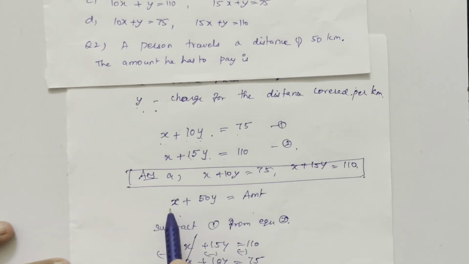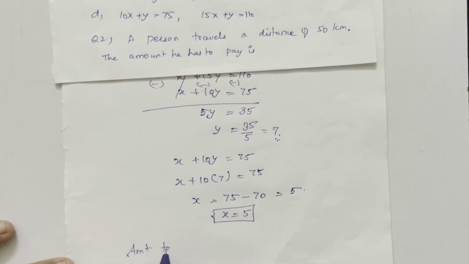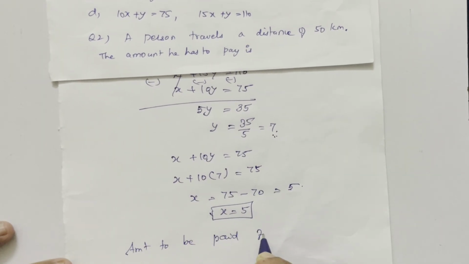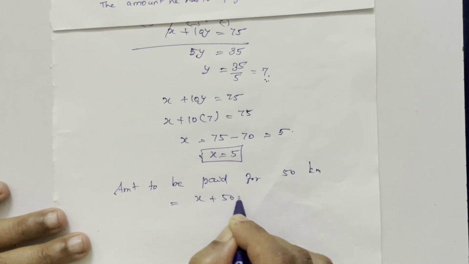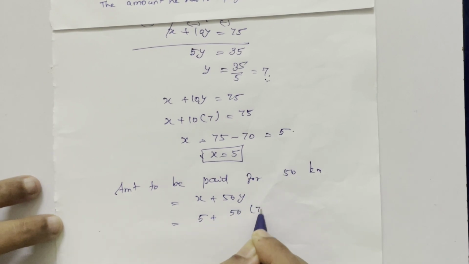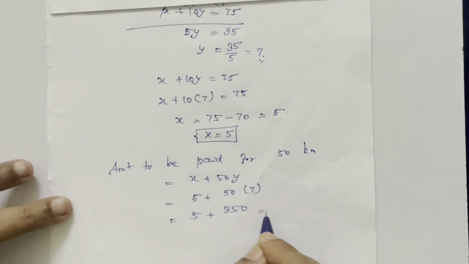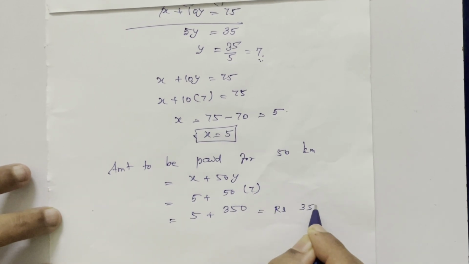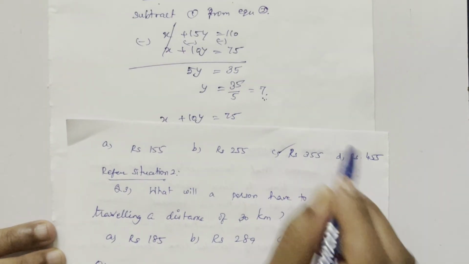So substitute the values in this equation. Amount to be paid for 50 kilometers equal to X plus 50Y. X is 5 plus 50 times 7. Rupees 355. This answer corresponds to option C.